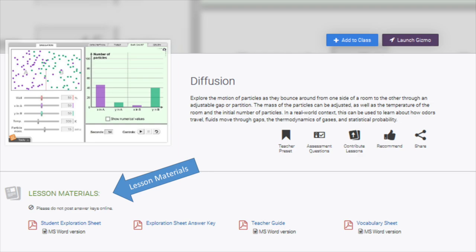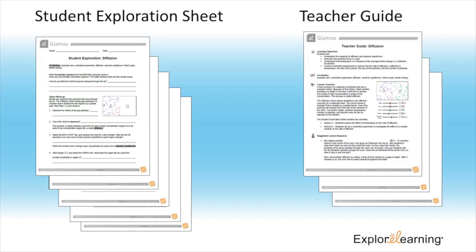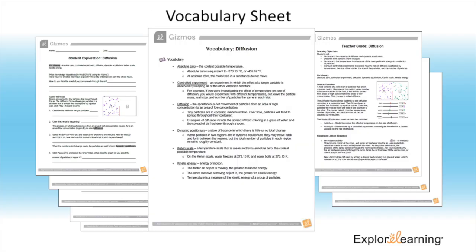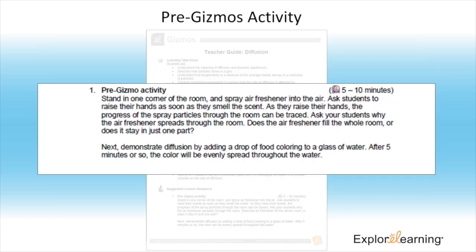Every gizmo has a set of lesson materials. This gizmo has some excellent real-world applications in its lesson materials. The teacher guide has a great pre-gizmo activity that I like to use with my students. I stand in one corner of the room and spray an air freshener into the air. Ask students to raise their hands as soon as they smell the scent. As they raise their hands, the progress of the spray particles through the room can be traced. Ask your students why the air freshener spreads through the room.